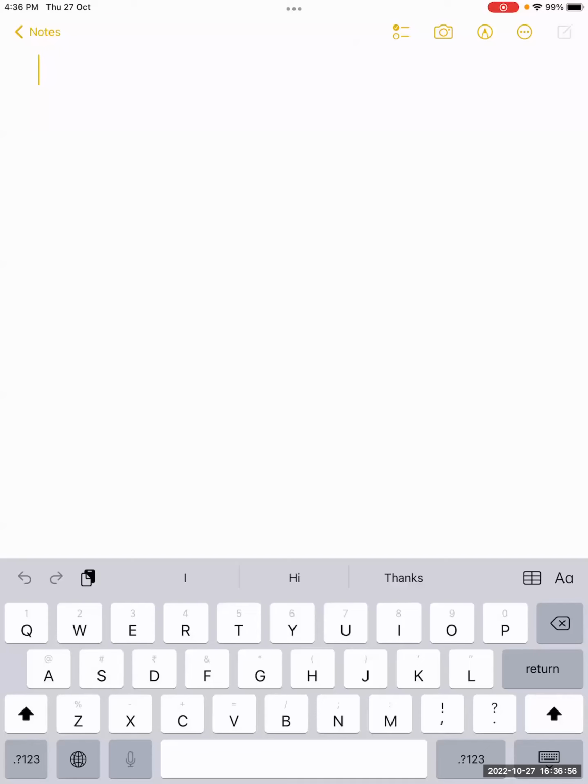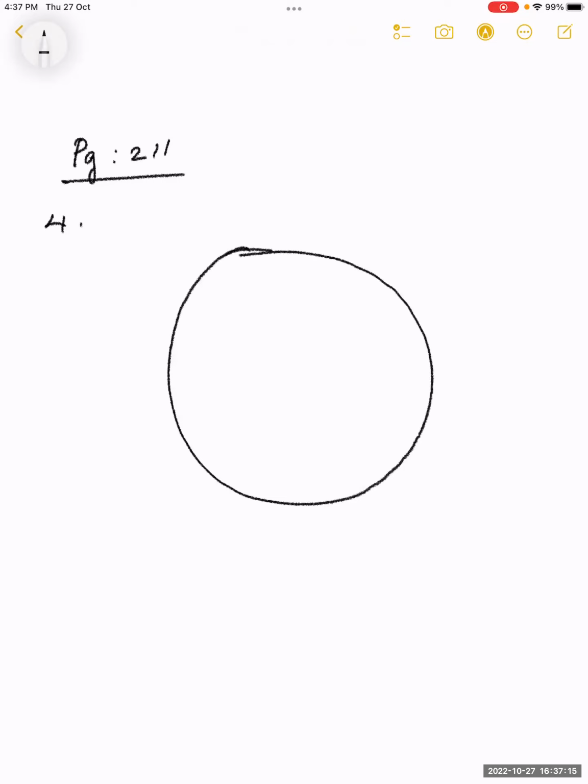Let's start. This is in page number 211, fourth question. Okay. So we have chords AB and CD of a circle with center O. So we have a circle first, and then we have two chords. Let this be CD. Let this be AB.